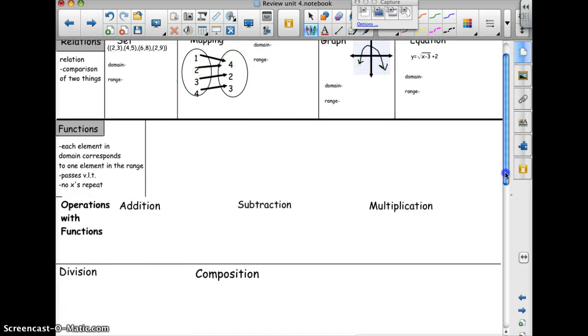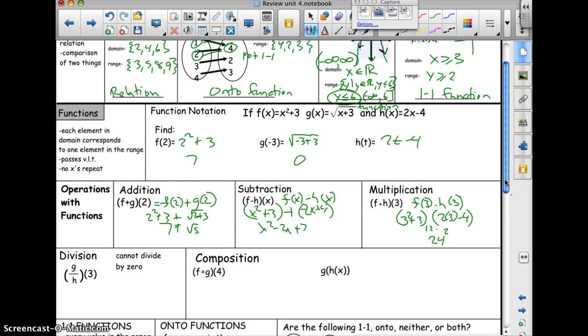Division. Be careful. You cannot divide by 0. If you're dividing by 0, this is undefined. So like h divided by g of negative 3 is undefined. g divided by h of 3 is okay. It's g of 3 divided by h of 3. And the reason why it's okay is because, well, g of 3 is the square root of 3 plus 3. Oh, sorry. h over g of negative 3 would have been undefined. This is just going to be the square root of 6. And then h of 3 is just going to be 6 minus 4 is 2. Okay, so square root of 6 over 2.